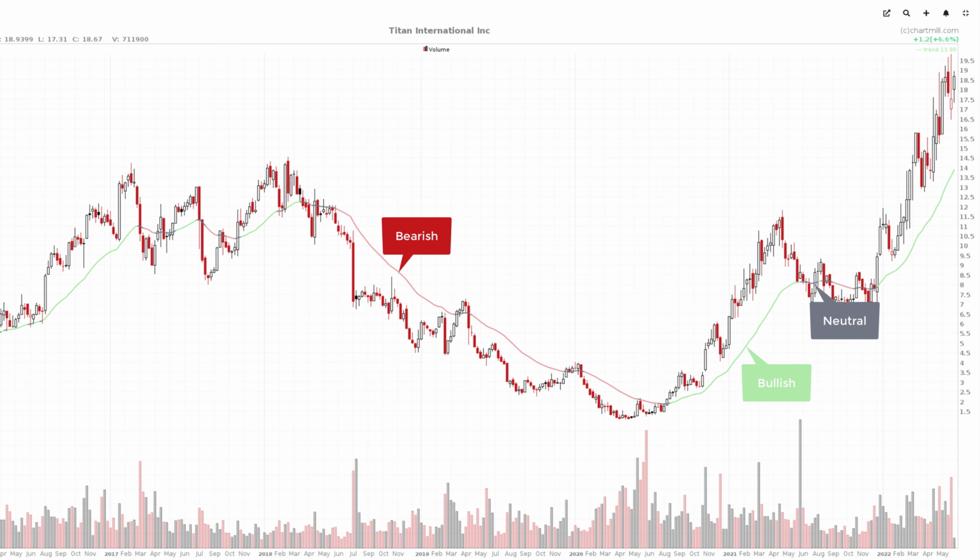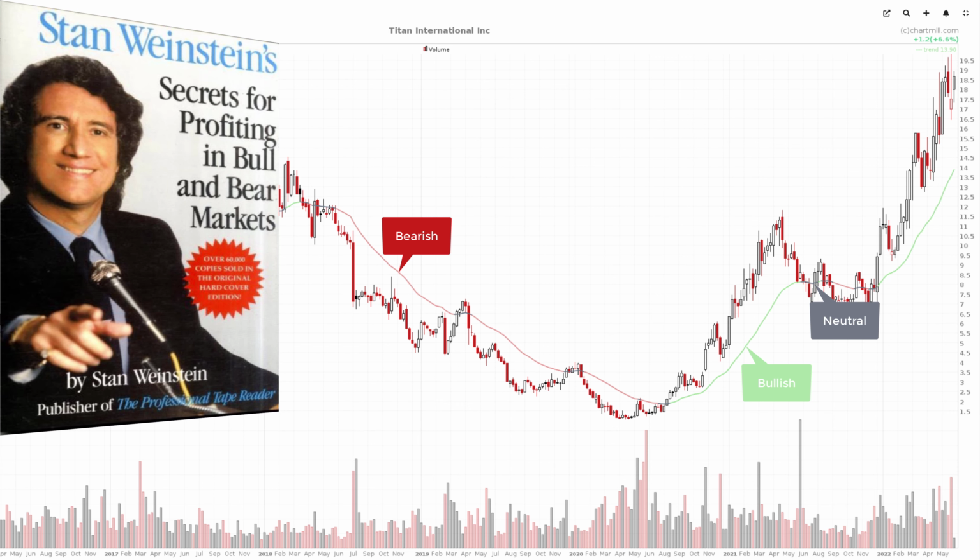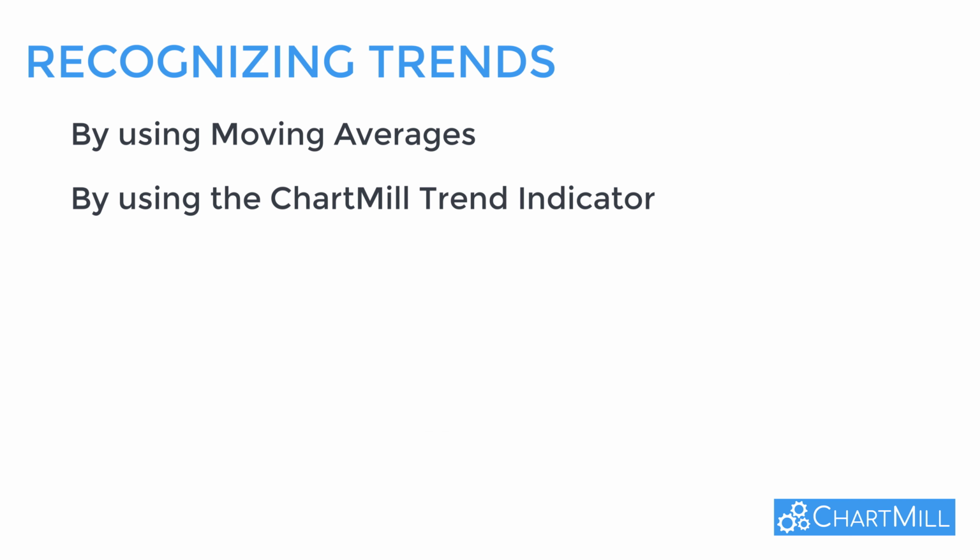And this 30-week average line is also discussed in the book Secrets for Profiting in Bull and Bear Markets by Stan Weinstein, a technical analyst and trader.